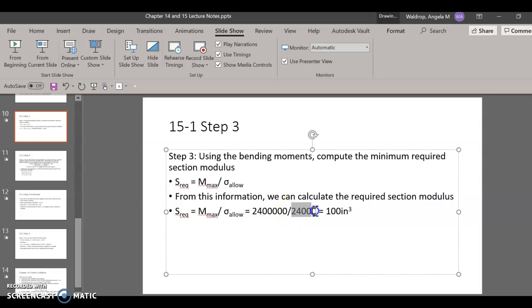This one we were given. This one we had to determine using the chart. And then we go ahead and do the math there. We get 100 cubic inches. Okay? That's the number that we're going to use to shop in the back of the book. So we'll have to go to the back of the book where the wide flange beams are.